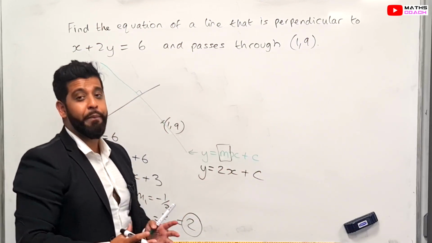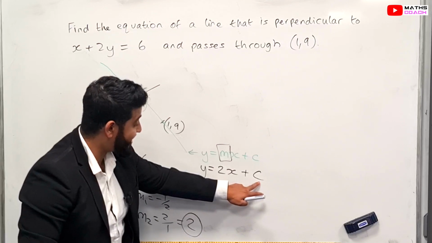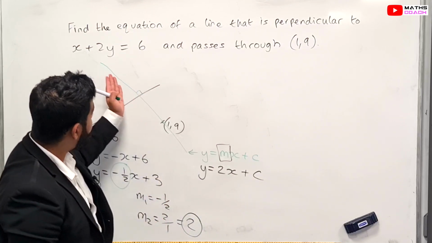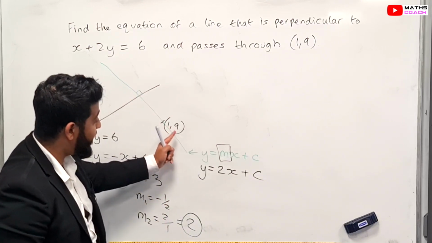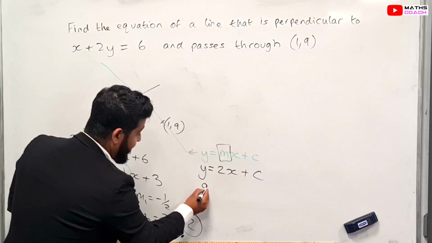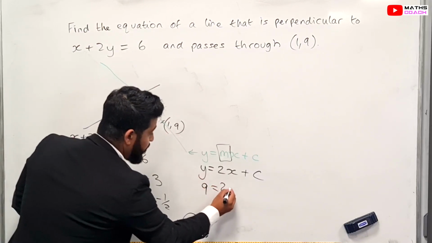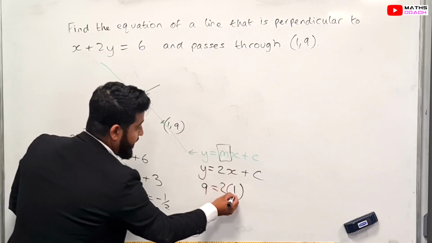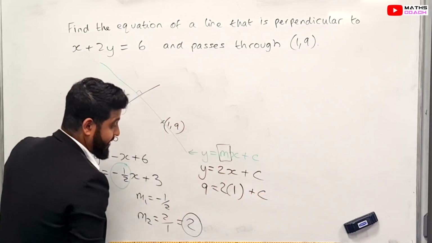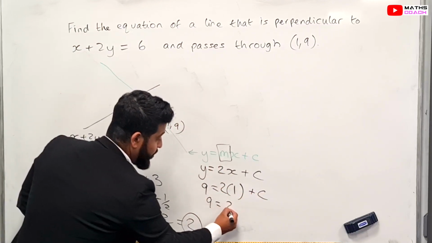And just as we did with the parallel lines, we just need to find the value of c by substituting the point that it goes through, which is (1, 9). So I can sub in 9 here for the y, 2 times the x, which is 1, plus c. So I'm going to find c now. I get 9 is equal to 2 plus c.